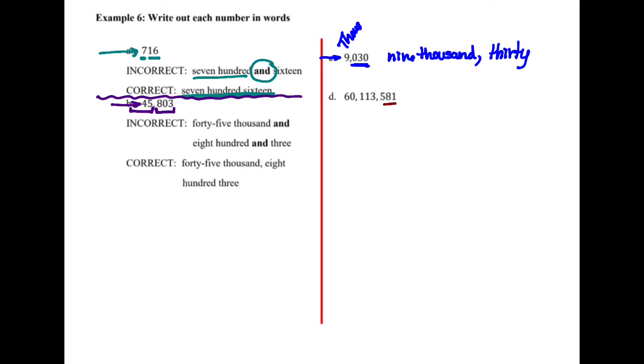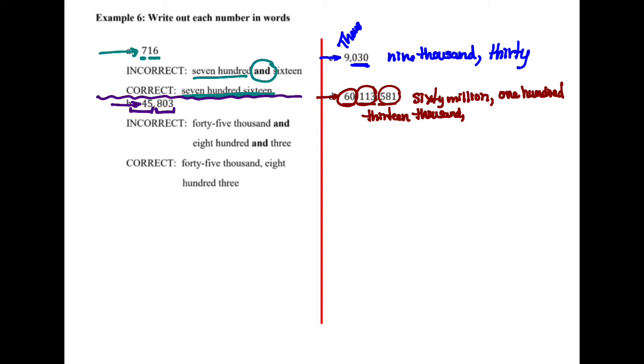So these are the ones, the thousands, the millions. So we're in the millions place. So this is 60 million. Comma, 113. So 113 and thousands, right? Because that's your thousands period.